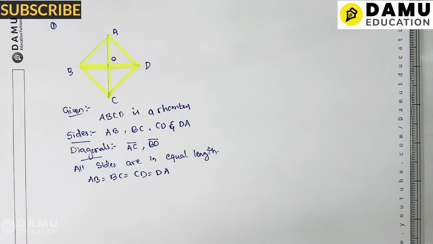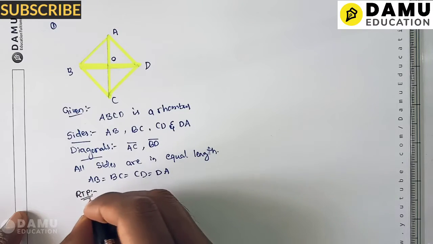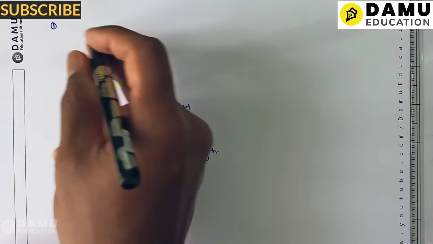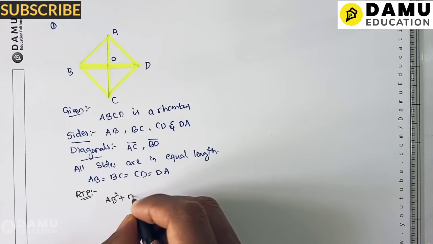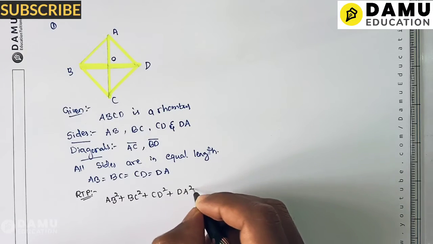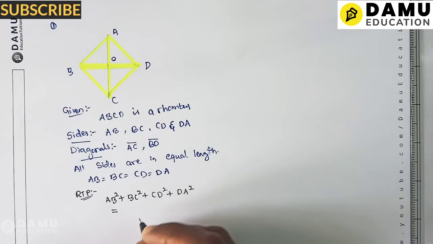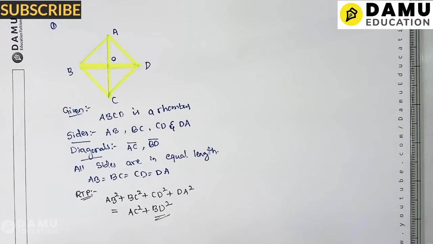So what do we have to prove here? Required to prove, RTP: the sum of the squares of all the sides, that is AB square plus BC square plus CD square plus DA square, will be equal to the sum of the squares of its diagonals, that is AC square plus BD square. So this is what we have to prove.